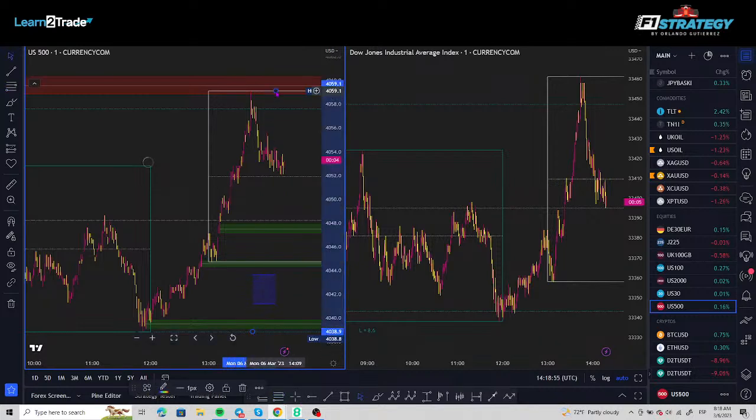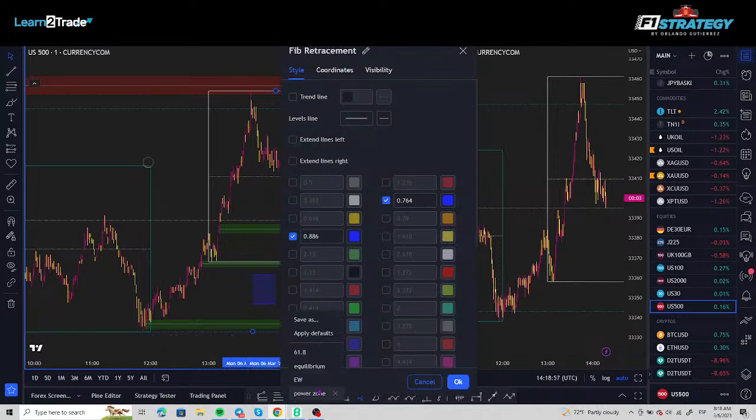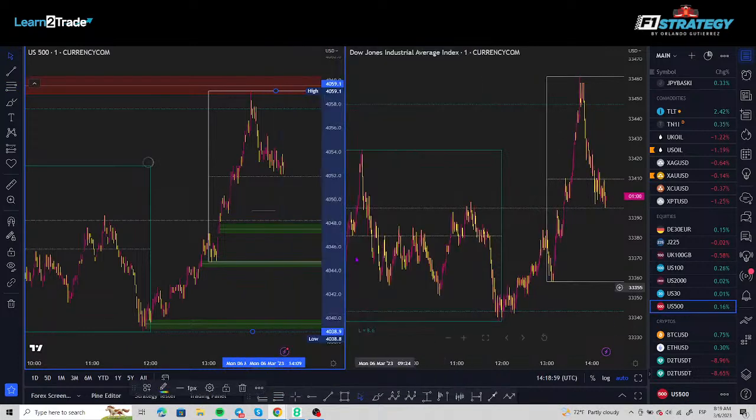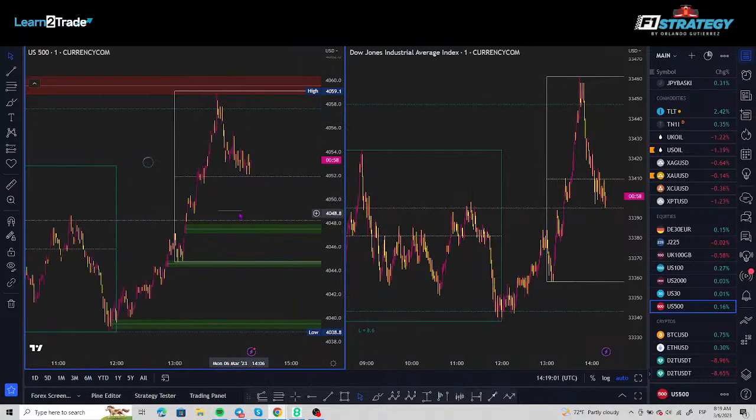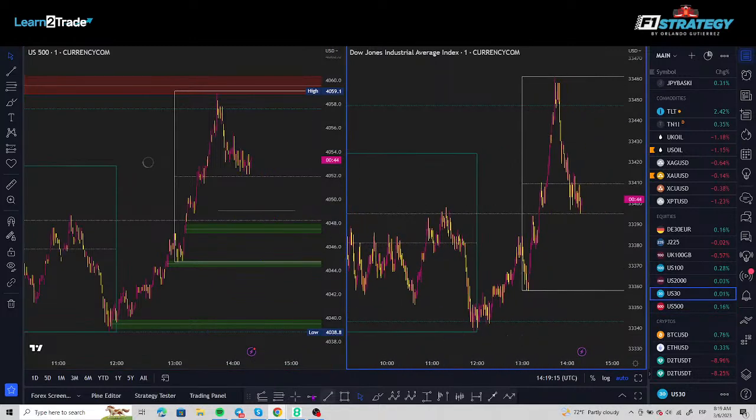Remember that equilibrium here? So here's my equilibrium line, right? That's the 50% of the move. It's quite simple. We don't take buys above the equilibrium, and we don't take sells below the equilibrium. Right here. Let's have a look at that.